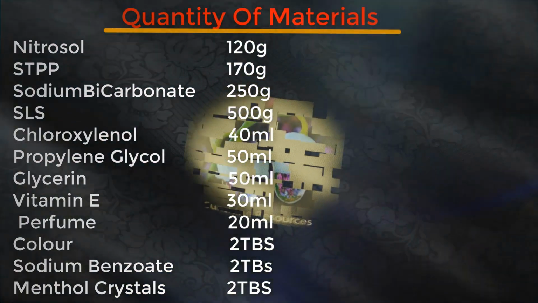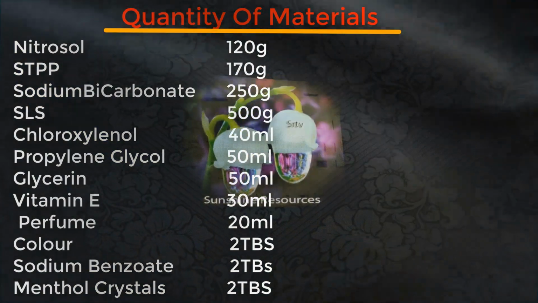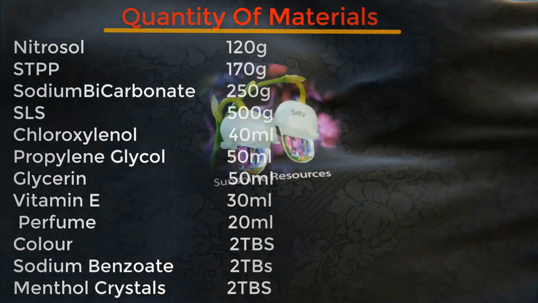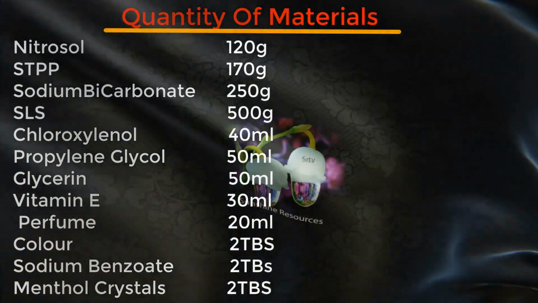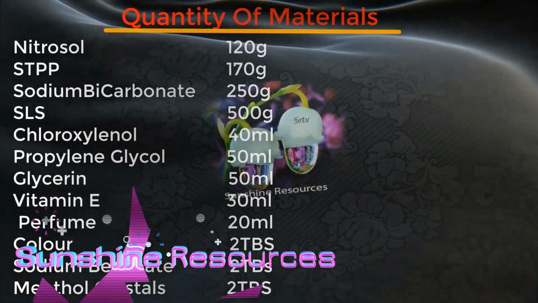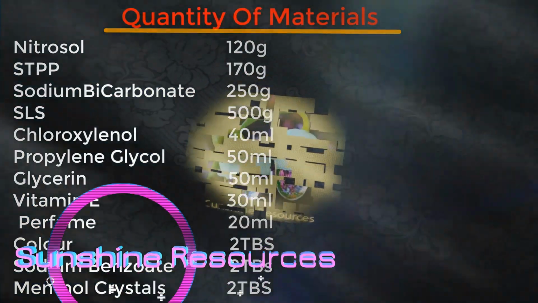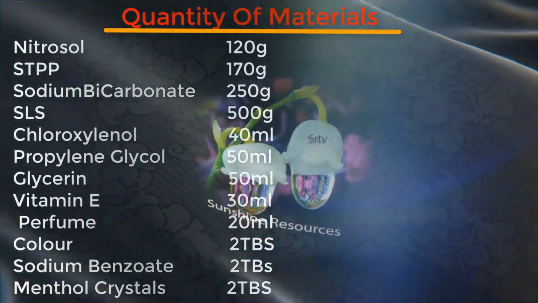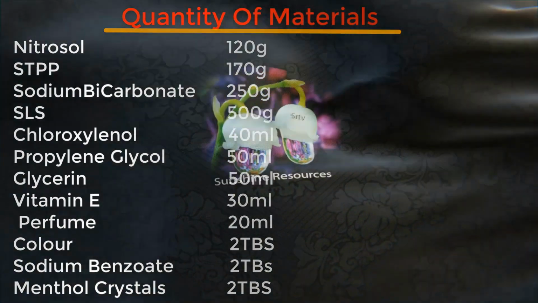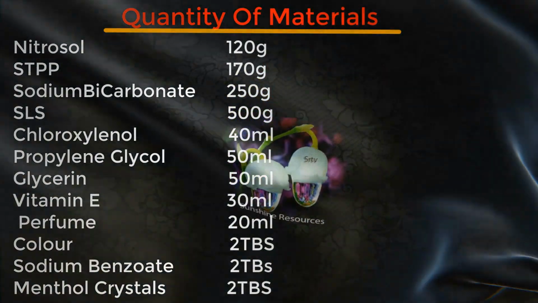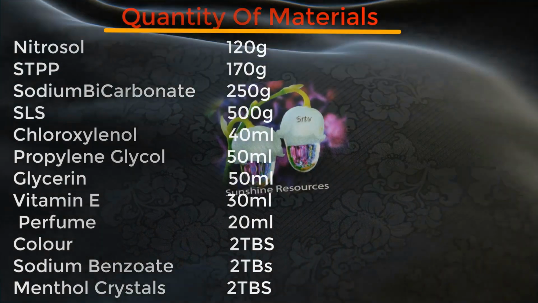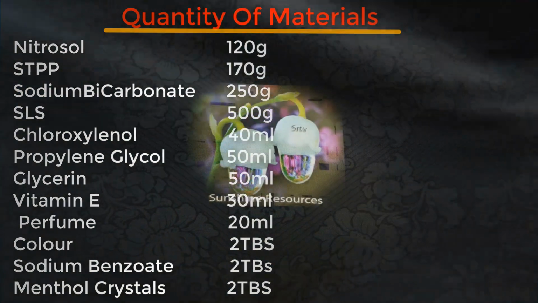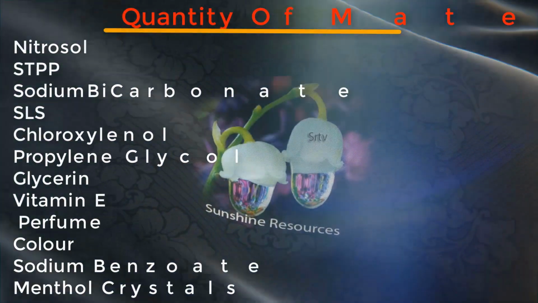Nitrosol, 120 gram. STPP, 170 gram. Sodium bicarbonate, 250 gram. SLS, 500 gram. Chloroxylenol, 40 ml. Propylene glycol, 50 ml. Glycerin, 50 ml. Vitamin E, 30 ml. Perfume, 20 ml. Color, 2 tablespoons. Sodium benzoate, 2 tablespoons. And menthol crystals, 2 tablespoons. Total volume of water required, 10 liters.